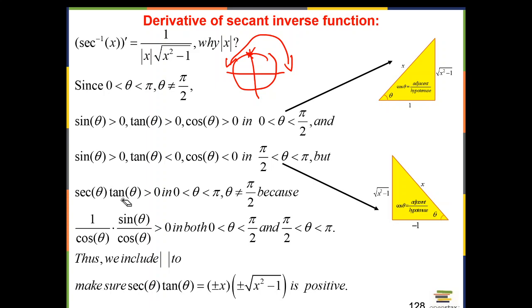Even though secant and tangent change sign, they change sign in a way that when you multiply them, you still get positive. Over here, they're both positive, right? But over here, they're both negative, because secant is 1 over cosine, which is negative, and tangent is here negative. Negative times negative is positive. So that's why we put the absolute value, to make sure this product is actually positive.